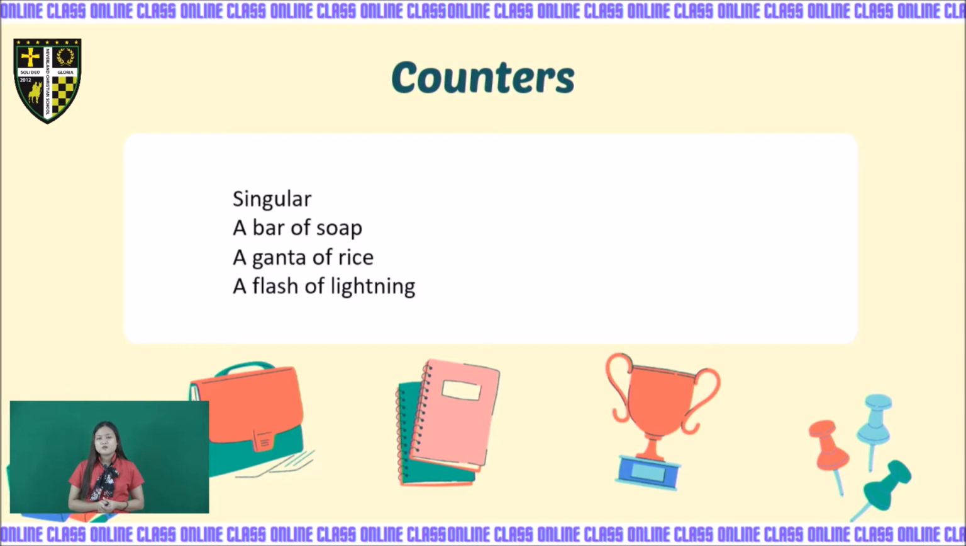Singular: a bar of soap, a ganta of rice, a flash of lightning. What about in plural form? In singular form, we have a bar of soap. In plural form, bars of soap. Next one, a ganta of rice, gantas of rice in plural. Next one, we have a flash of lightning. In plural form, it is flashes of lightning.